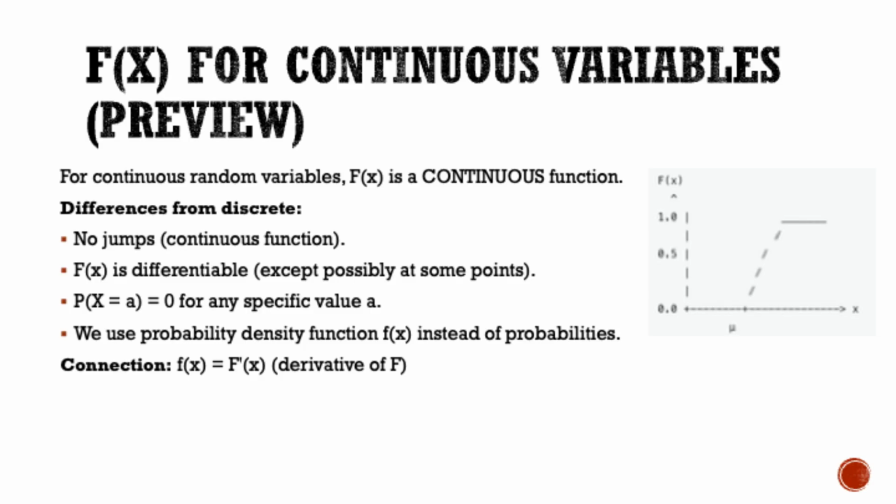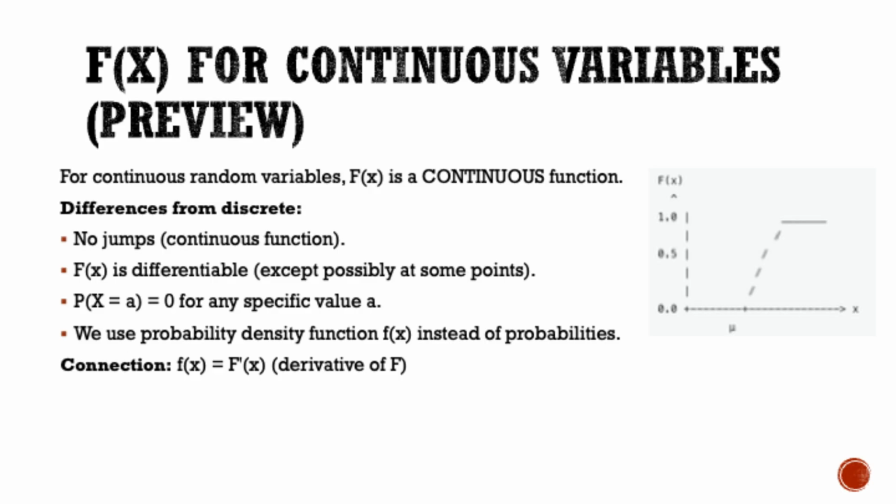For continuous random variables, the distribution function F(x) is a continuous function. Unlike discrete variables where we had jumps at each possible value, for continuous variables there are no jumps at all. The function is smooth and increases continuously from 0 to 1. Let me highlight the key differences between discrete and continuous variables.